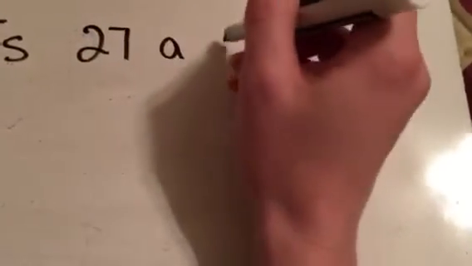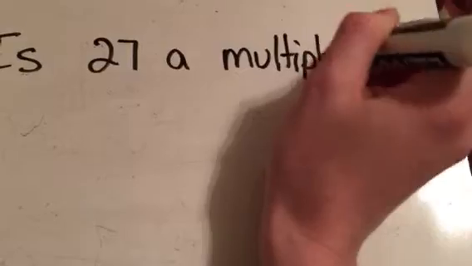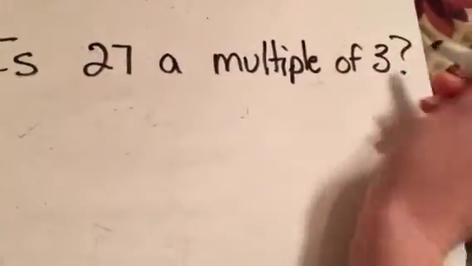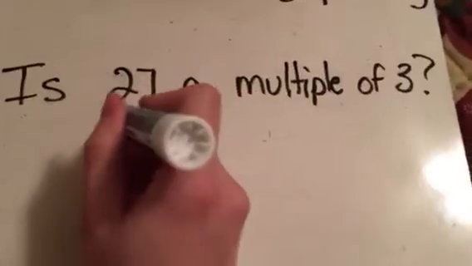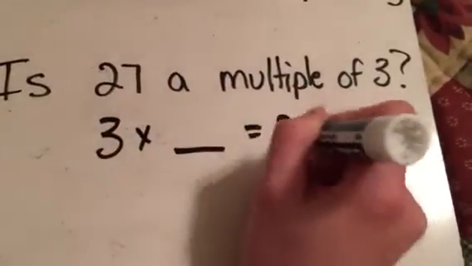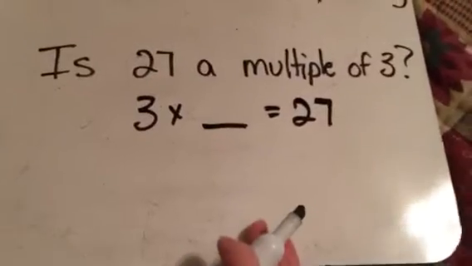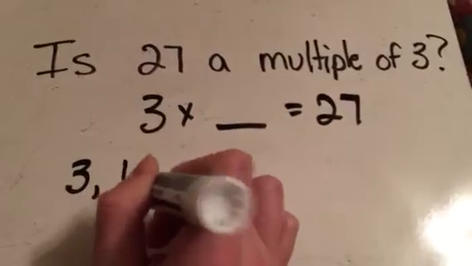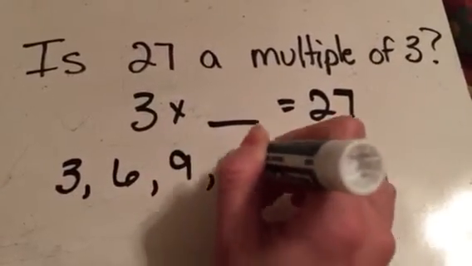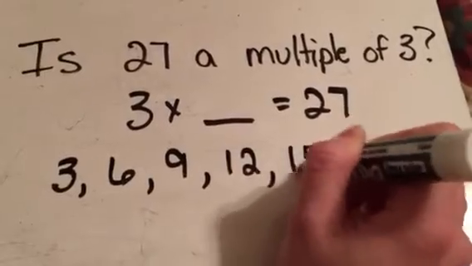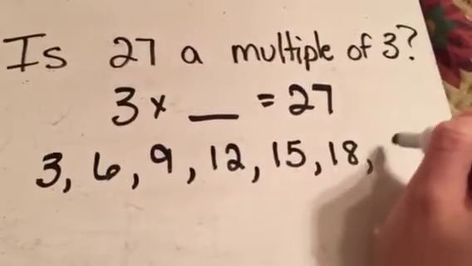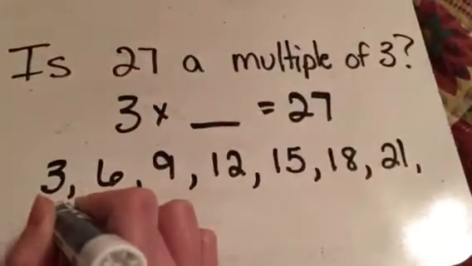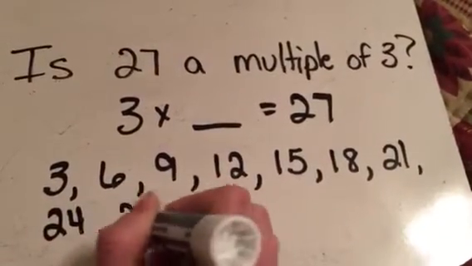Alright, one more. Is 27 a multiple of 3? Those of you that are really good with your multiplication facts, you can think 3 times something is 27. So let's use some skip counting or multiplication. 3 times 1, 3 times 2, 3 times 3, 3 times 4, 3 times 5, 3 times 6, 3 times 7, 3 times 8, 3 times 9.